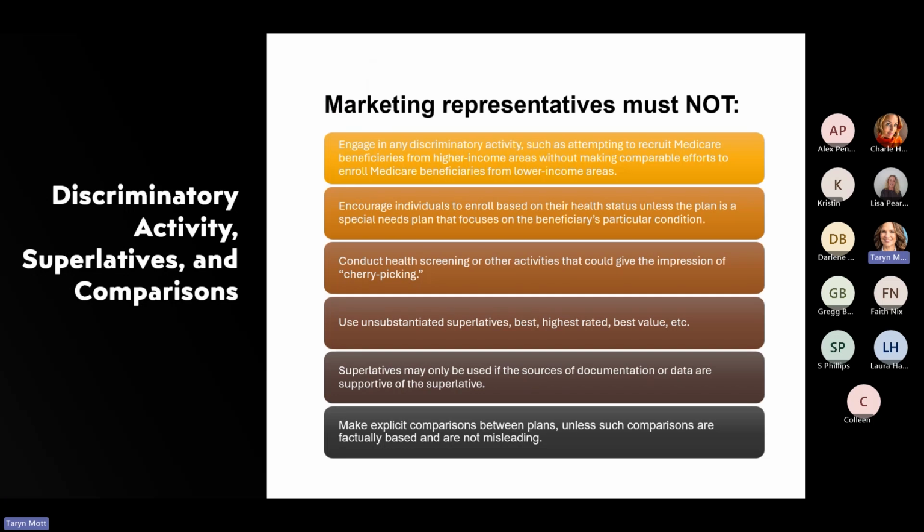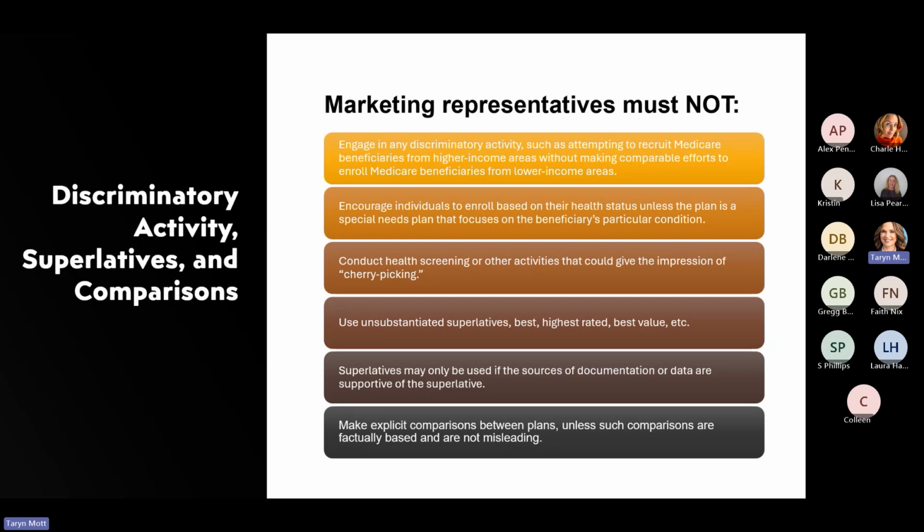Discriminatory activities, I can never say that word. Alex, how do you say that? Superlatives, comparisons. Marketing representatives. Do what? What did you want me to say? Unsubstantiated superlatives? Superlatives. I cannot say that word. Thank you. Okay, you're not being tested on your vocab today. So I am kind of. This isn't the ACT, I don't think.